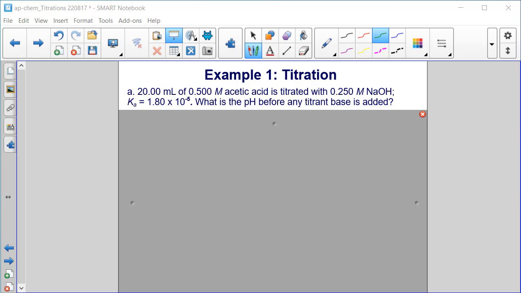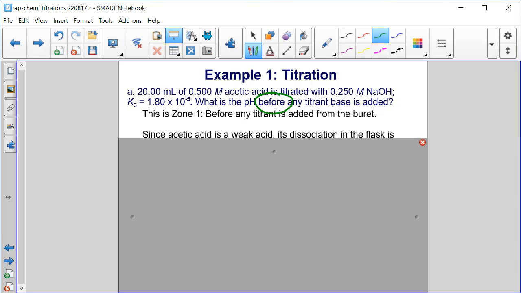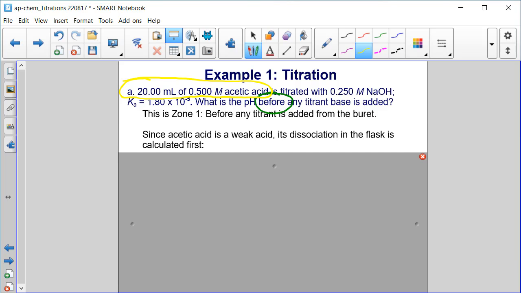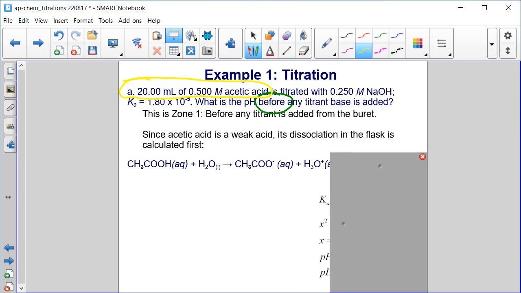Okay, so in part A, we're asked, what is the pH before any titrant base is added? So this is zone 1, before any titrant is added from the burette. So the only thing we're focused on is the 20 milliliters of 0.5 molar acetic acid, right? Since acetic acid is a weak acid, what we're basically talking about here is weak acid dissociation, and we can calculate that first.